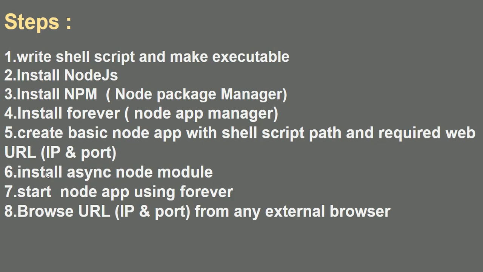Then we have to install the async node module. This async node module is required in this demo to run this Node app; it is particularly required for this Node app only. Then we have to start the Node app using forever. Then finally you can browse the given URL, like IP and port, from any external browser. Then immediately the script will be executed and you can see the result in the browser itself also. Okay, so let's get started.